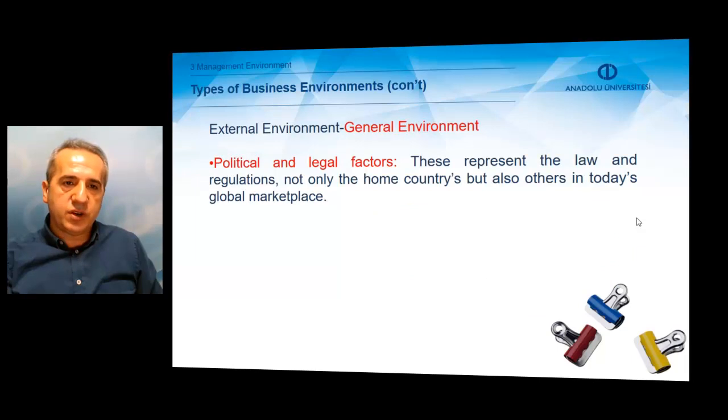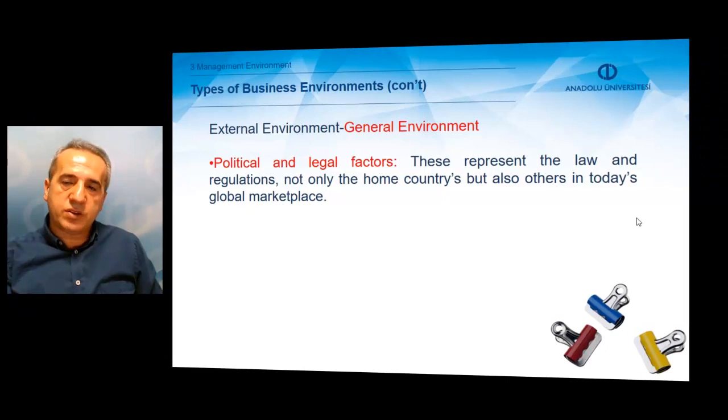Within the general environment, we need to take care of, for example, political and legal factors. As we said before, any company doesn't have any power to influence the political or legal issues by itself, and it's affected by those factors. This represents the law and regulations, not only of the home countries, but also others in today's global marketplace.